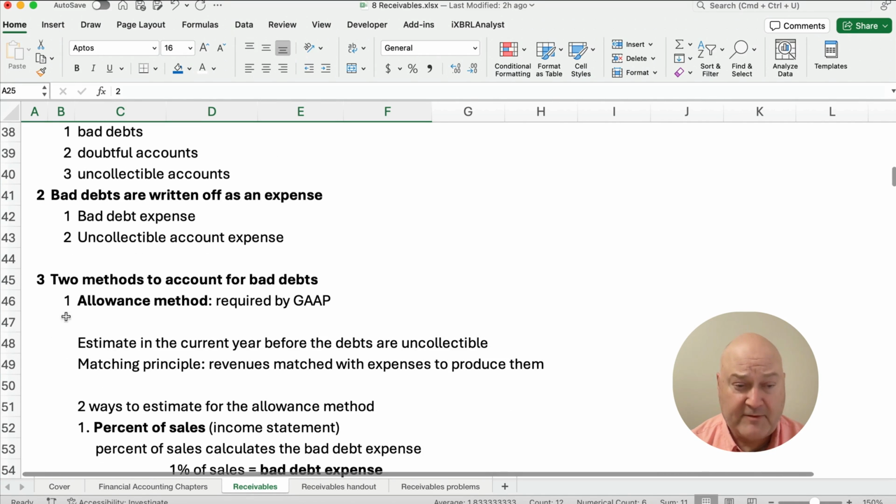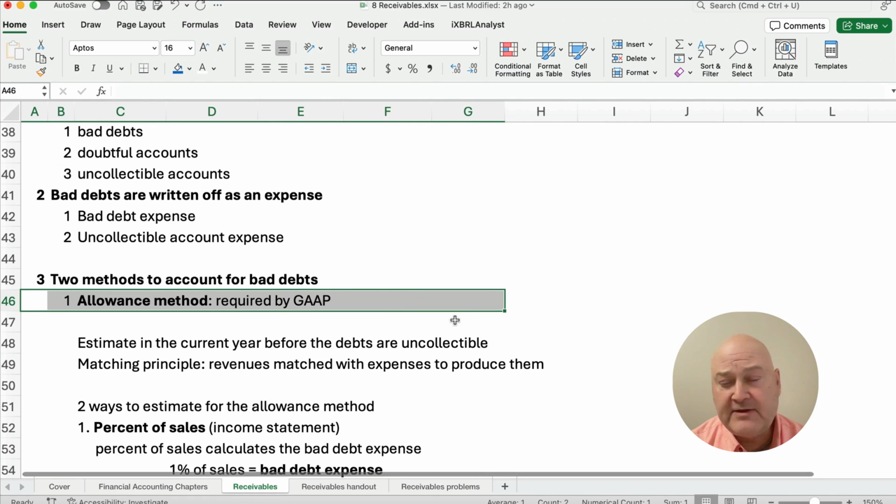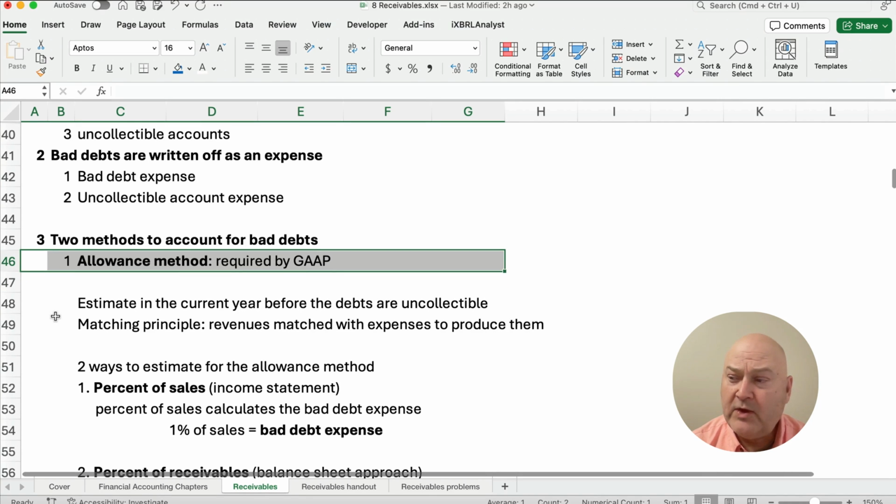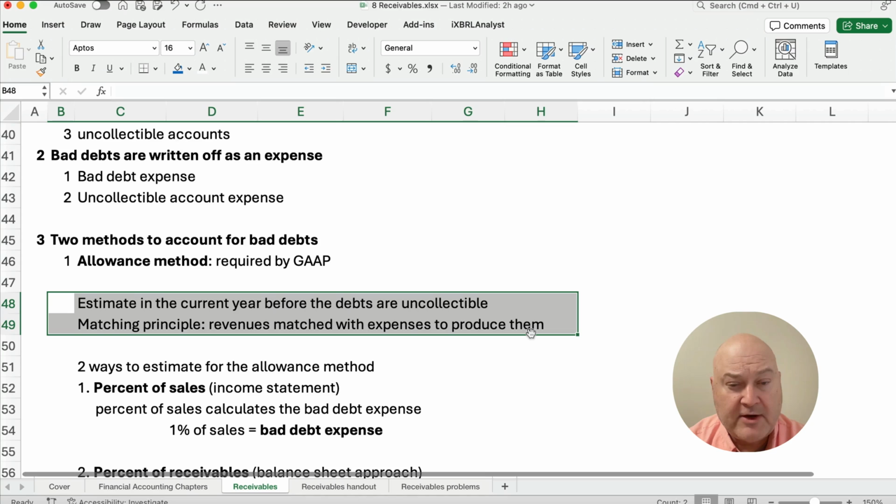So there's two methods to account for bad debts. The first method is called the allowance method. The allowance method, we're required by our financial accounting rules, GAAP, to do. And what we're saying is, we know that we're making sales on account, and some of the accounts will not be paid. We won't find out maybe for 6 months or 9 months in the future. So we have to estimate now. So we estimate in the current year before the debts are uncollectible. Now, this is called the matching principle or the matching concept, where we're going to match the revenues with the expenses that it took to produce the revenues.